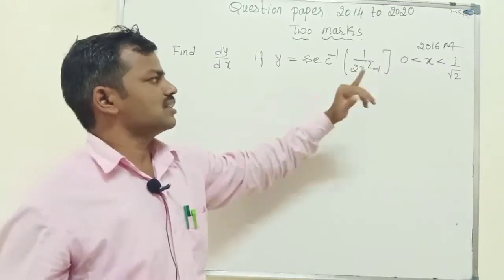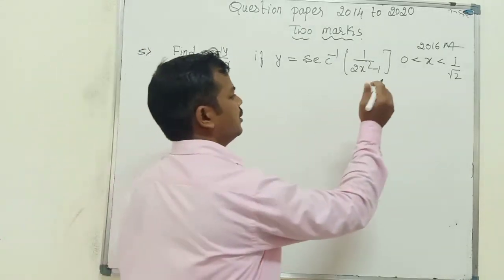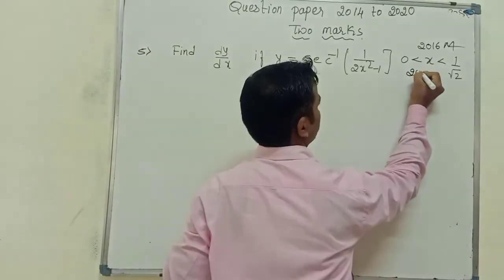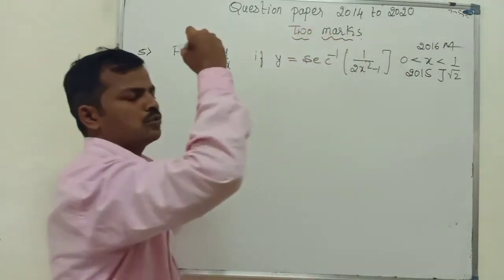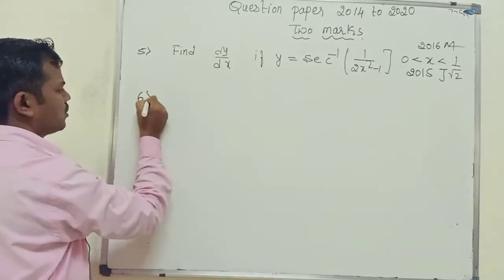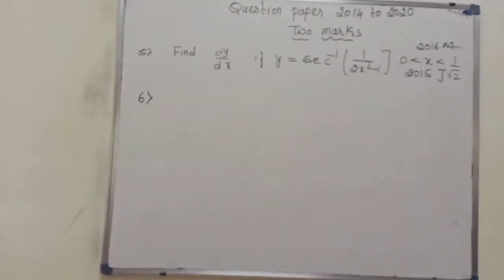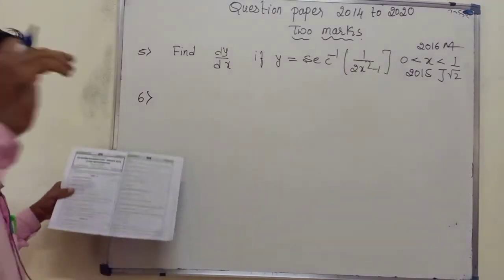So that is 2016 March. In 2016 March, it is a repeated question which we have already solved in 2015 July. So the second question, the sixth question, we are going to move to. We are going to solve the sixth question.